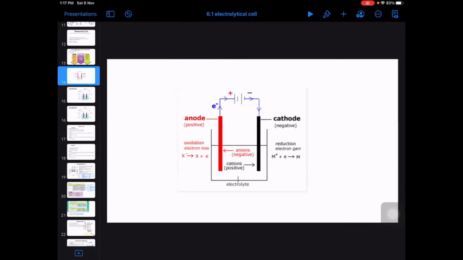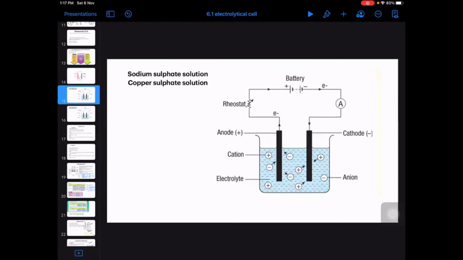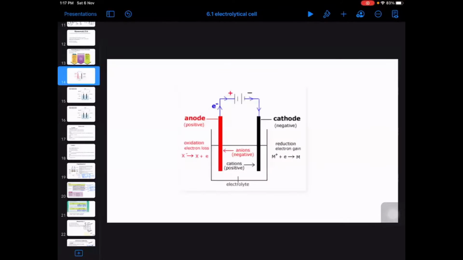Again, we are going to look at electrolysis of solution. There are two solutions here, sodium sulfate solution and copper sulfate solution. We are going to look at it today. Okay, so in an electrolytic cell, we have a battery, wire, anode and cathode, and we also have the electrolyte.